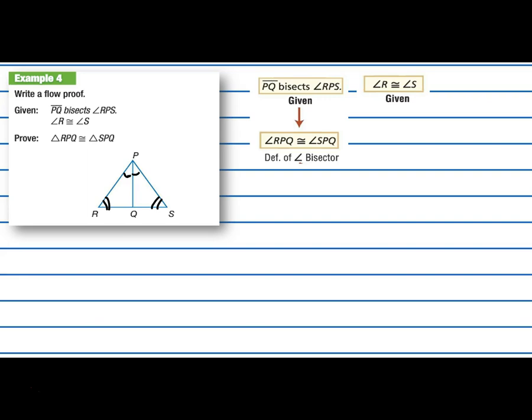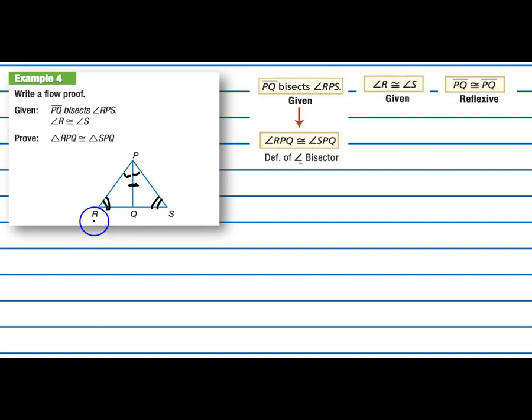Then I can see that I have this line that's shared between both of them. And this one's called the reflexive property. PQ is congruent to itself. So you just mark it once. It's different from the angle, this is a side that we're marking.